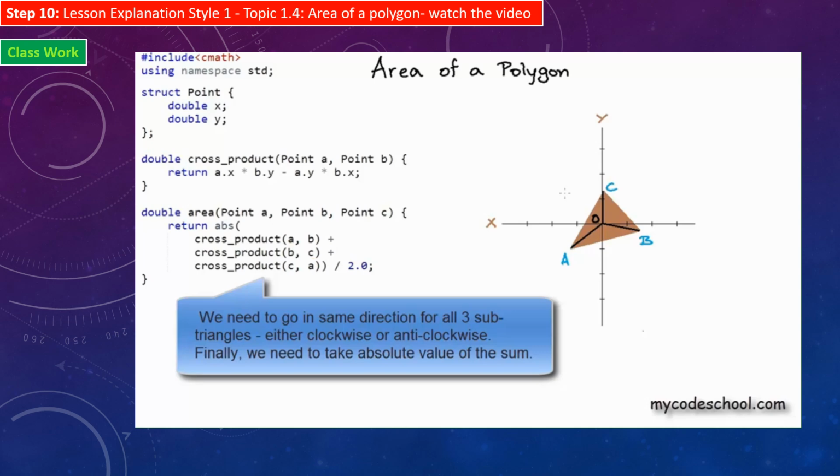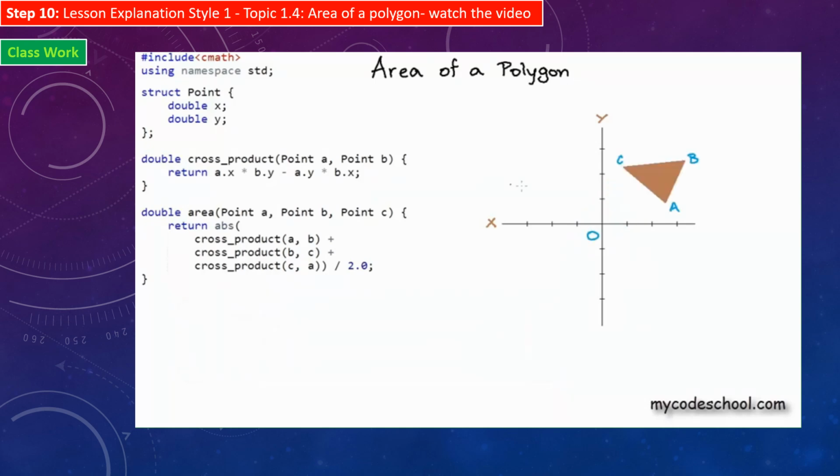Okay, this algorithm seems to work well for any triangle with points ABC if the origin is inside the triangle, but what if the origin is outside the triangle? So let's say we have a triangle ABC like this. Let's see what happens. So initially we are computing the cross product of A and B, which means we are computing the area of the triangle OAB.